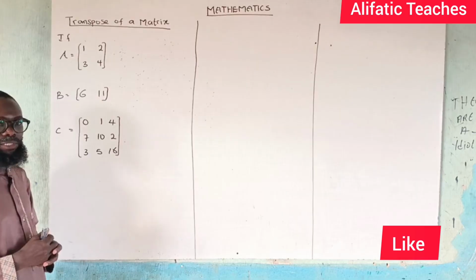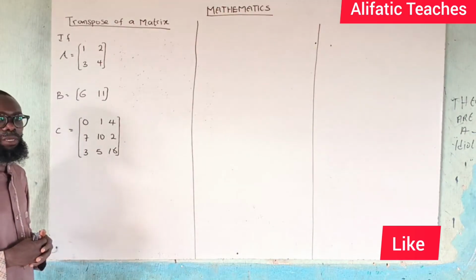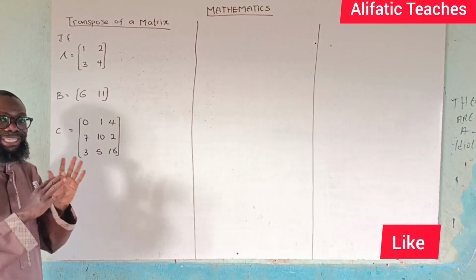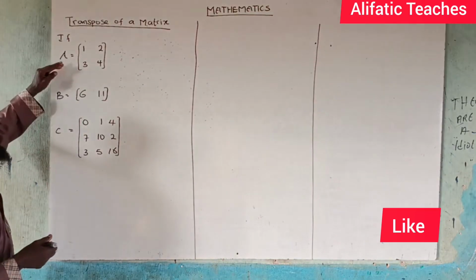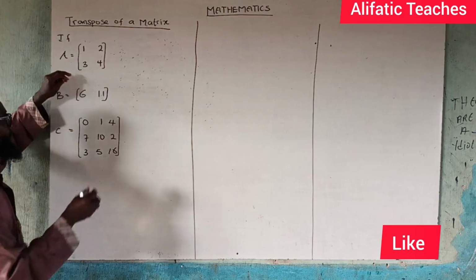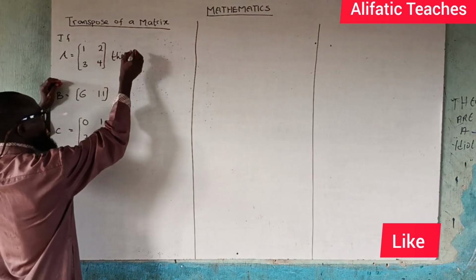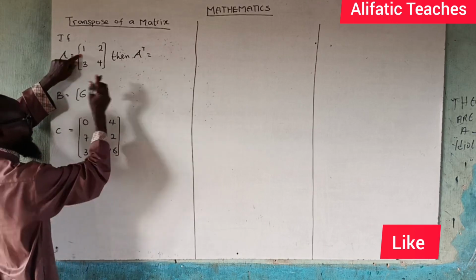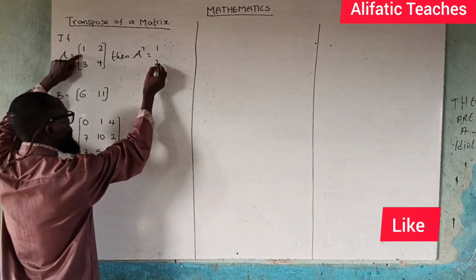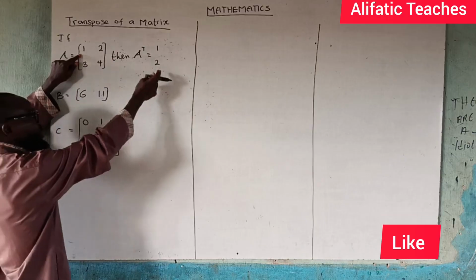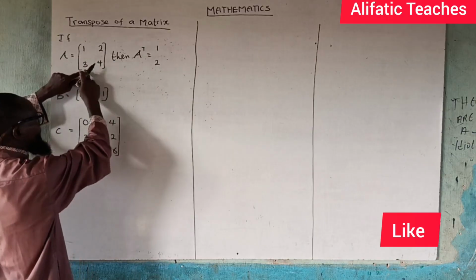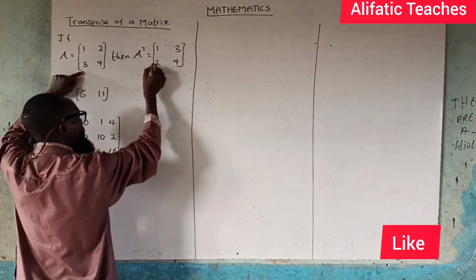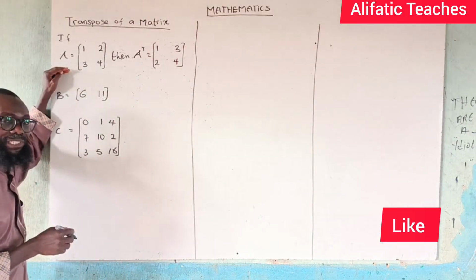Looking at these matrices, if given a matrix A, matrix B, and matrix C, we want to find the transpose of each matrix. If matrix A is 1, 2, 3, 4, then the transpose of A will be this: the first row becomes the first column. 1, 2, which is a row, becomes 1, 2 as a column. Then 3, 4, which is the row, becomes 3, 4 as a column. This is what we call the transpose of matrix A.